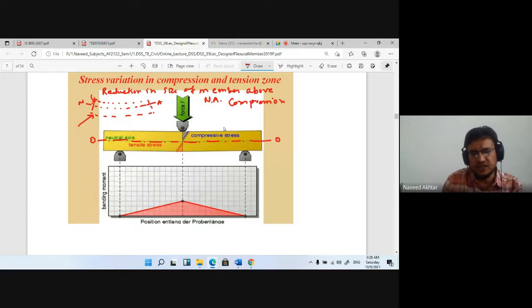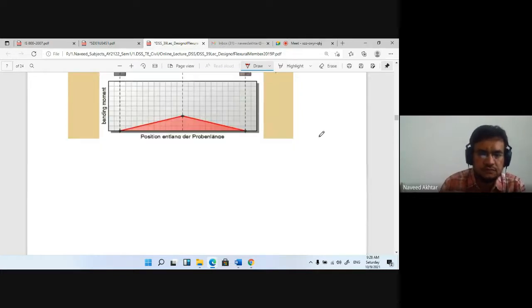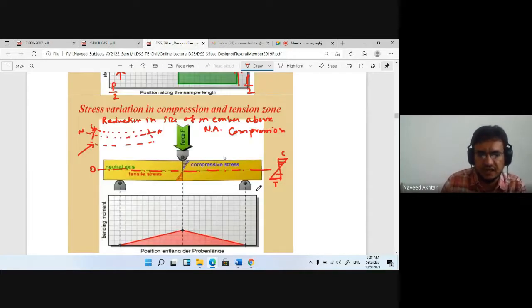If you draw the stress diagram, the stress diagram will be like this. This is the compression part, at the neutral axis the stress is zero, and this is the tension part. So I will write that this is the compression part and this is the tension part. So these are the stresses in your beam. Okay, that is the stress variation.